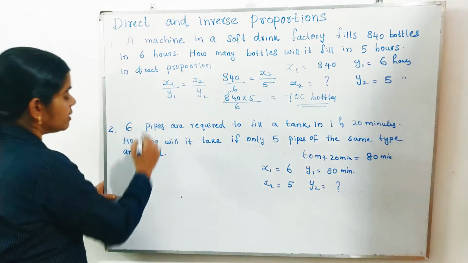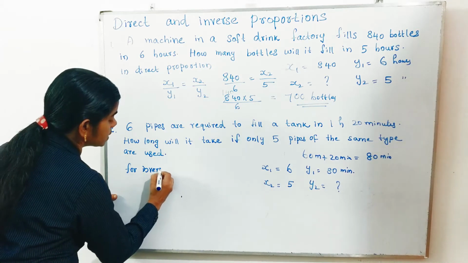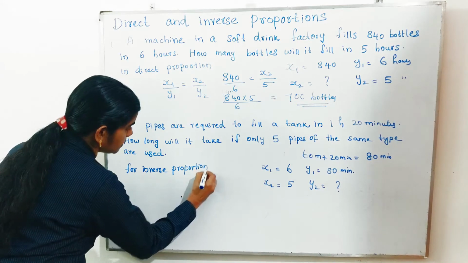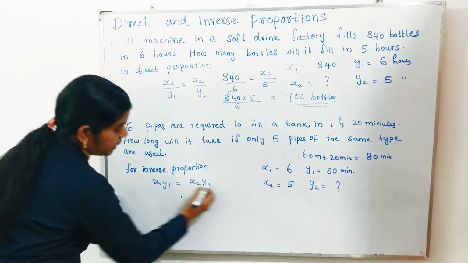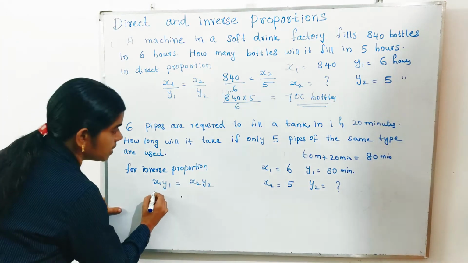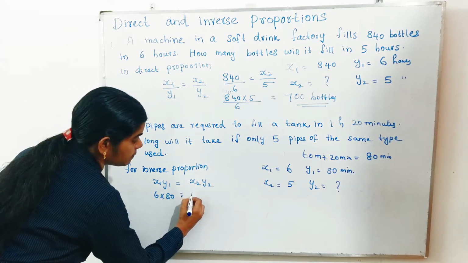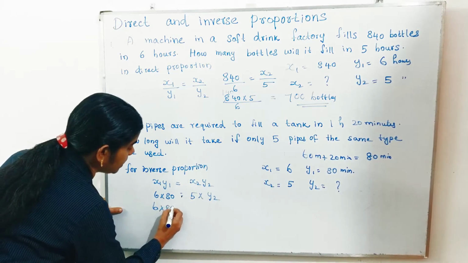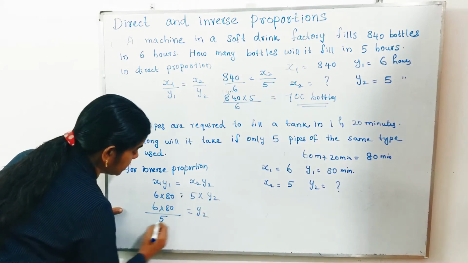So for the inverse proportion, what is the formula? x1 y1 is equal to x2 y2. This is the formula for the inverse proportion. Substitute the values. x1 6 into 80 is equal to 5 into y2. Then 6 into 80 divided by 5 I am taking here. That is equal to y2.